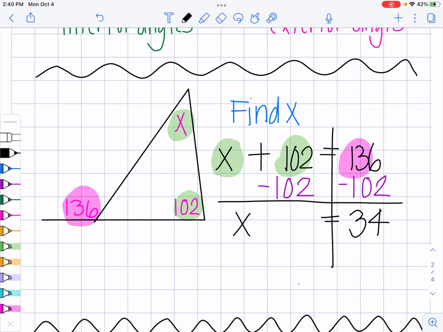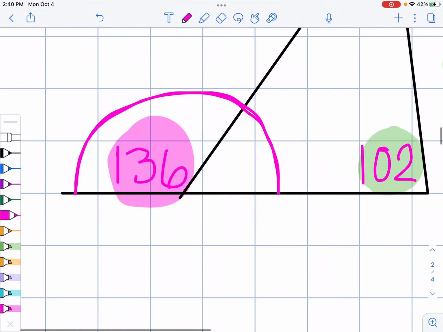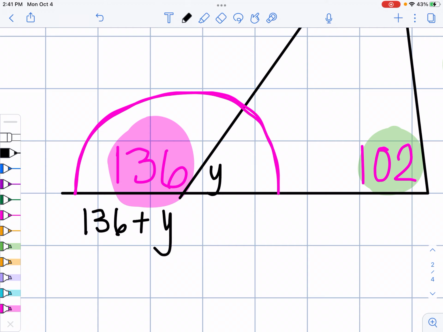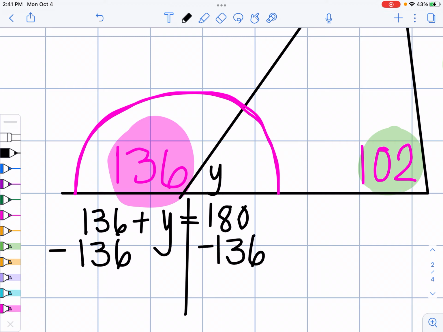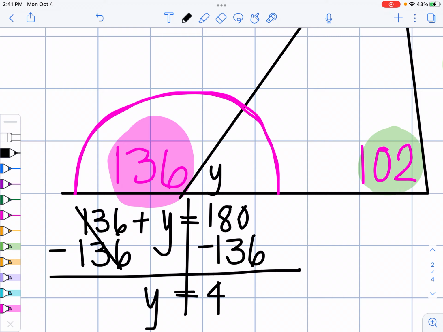Now, if you didn't know that handy trick, you could say, all right, here's what I do know. I know that these two angles right here make a straight line and they add up to 180. So I could say 136 plus, I'm going to call this y, equals 180. I have to subtract 136 from both sides because I need to get my y on a side by itself. So 180 minus 136 gives me 44. So I know that this angle right here is 44.